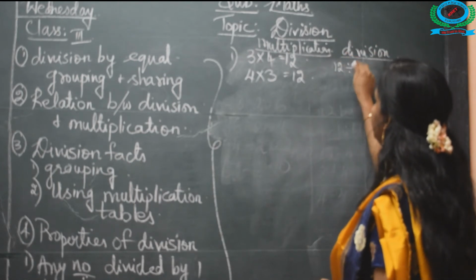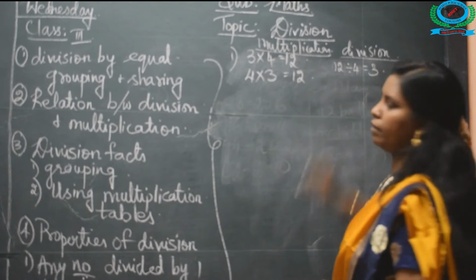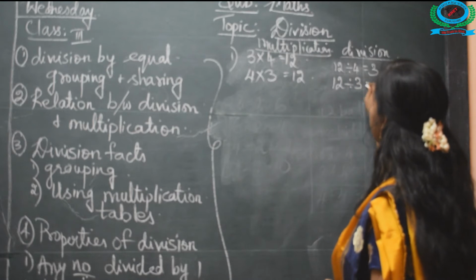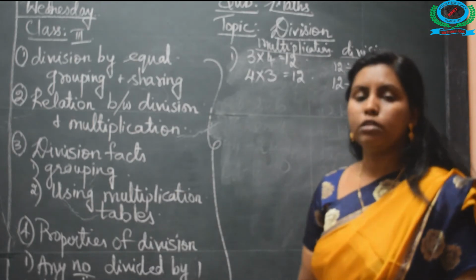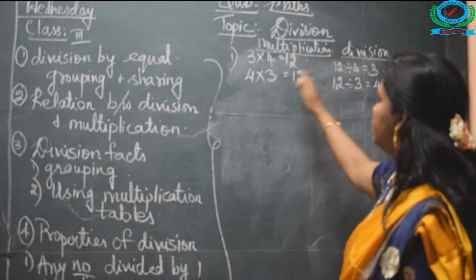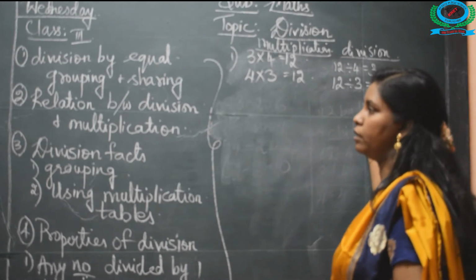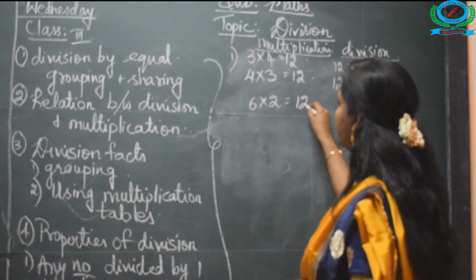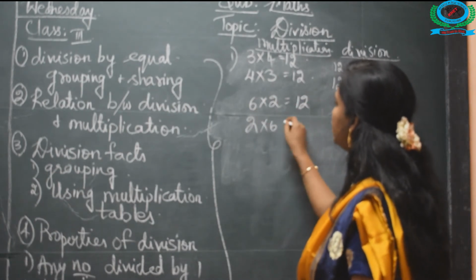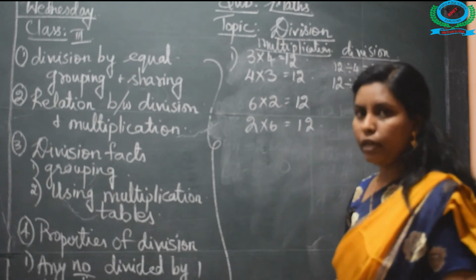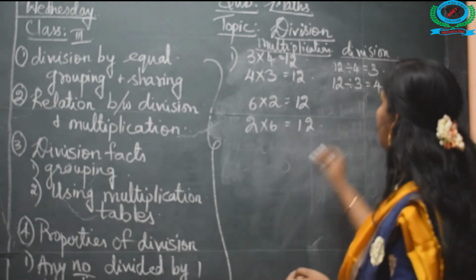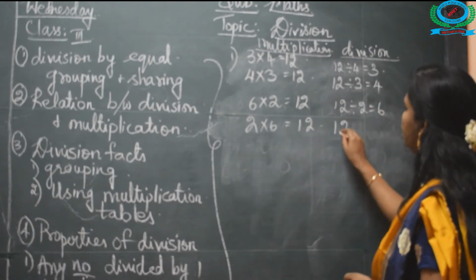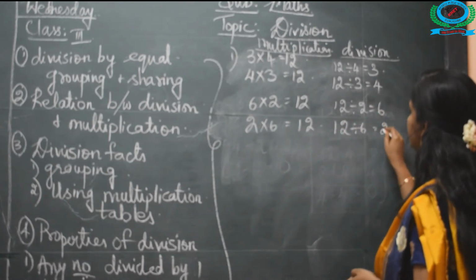So 12 divided by 4 is equal to 3. Okay. So I can write here 12 divided by 3, it gives us 4. So this is called the relationship between multiplication and division. Another example is 6 2s are 12. I can write it as 2 6s are 12. Then how are you going to write it in division form? 12 divided by 2 gives 6, or 12 divided by 6 gives 2.